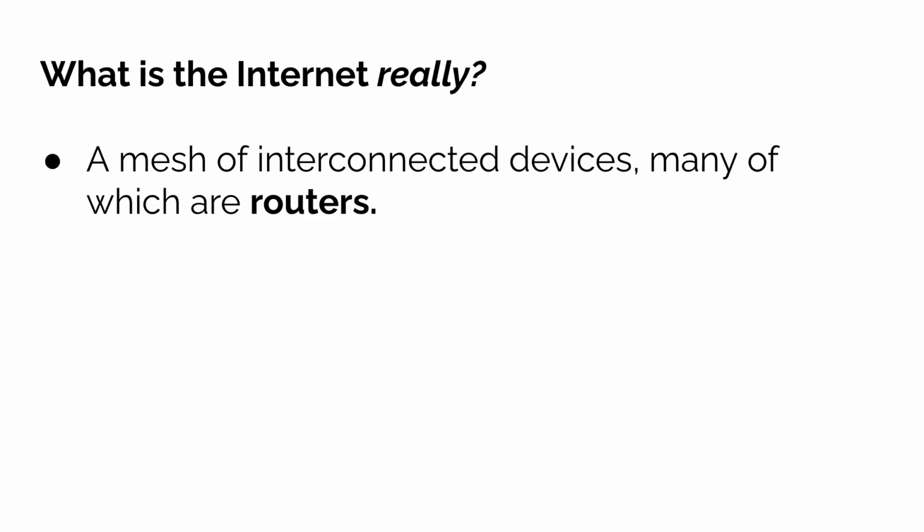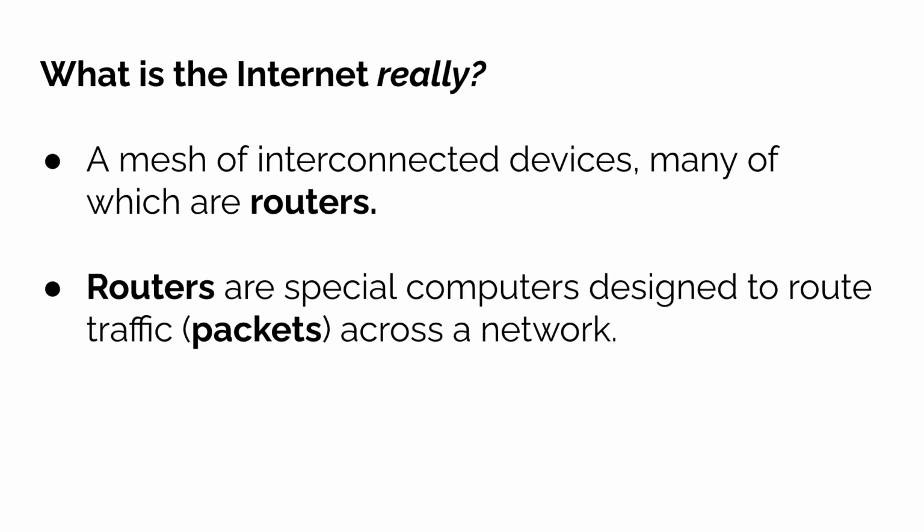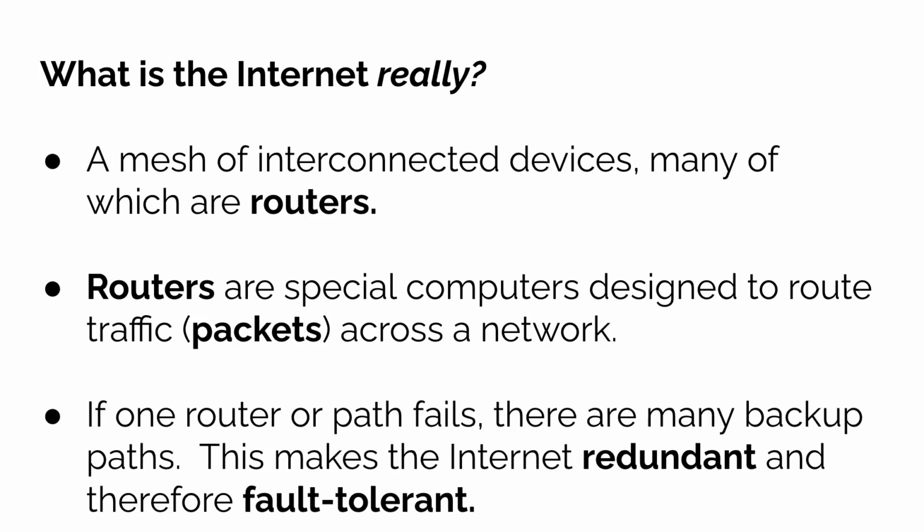So what is a router? Well, like we said, the internet is a mesh of these interconnected devices, many of which are routers. And routers are simply special computers designed to route traffic. At least when traffic gets to the router, it's a packet. And so routers route those packets across a network. That's a router's job, is to move traffic among networks. And the internet is just a giant network, so routers are moving packets all across the internet.